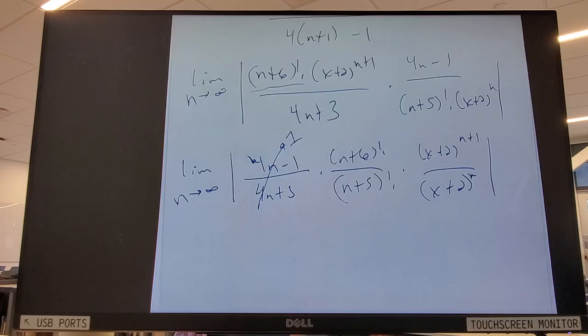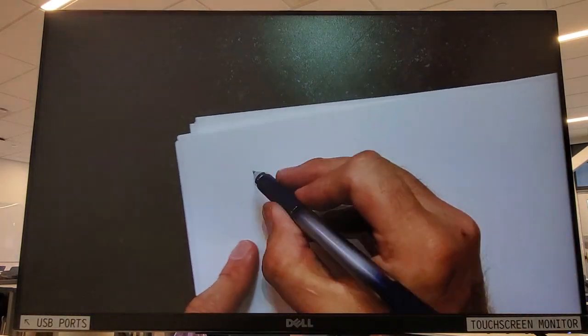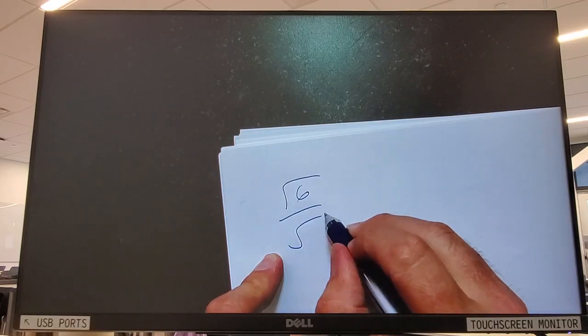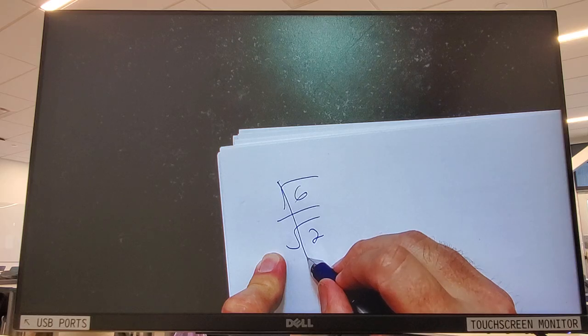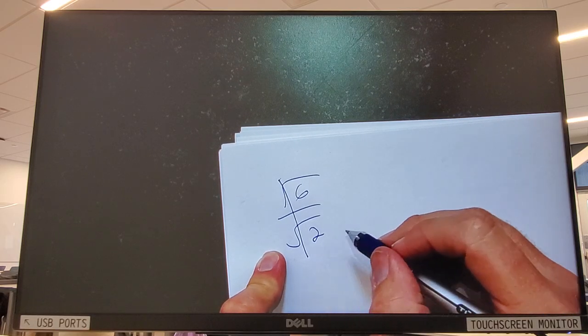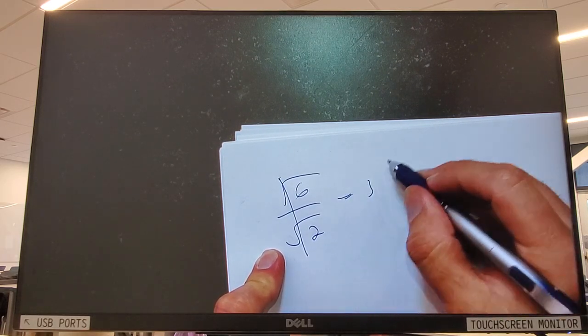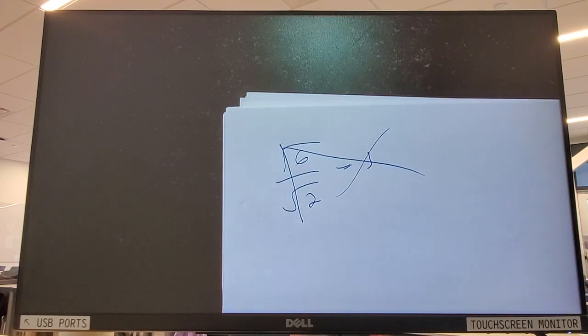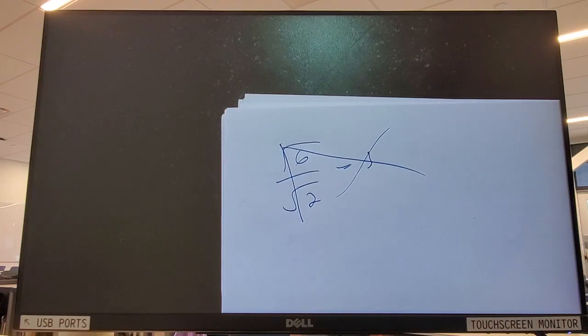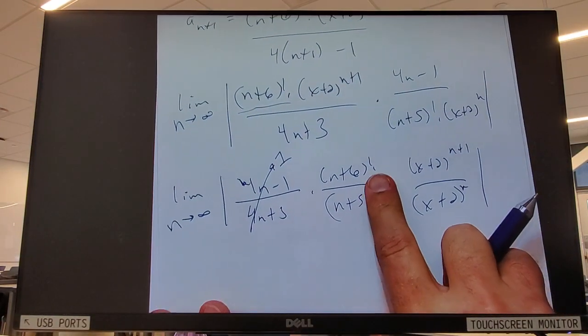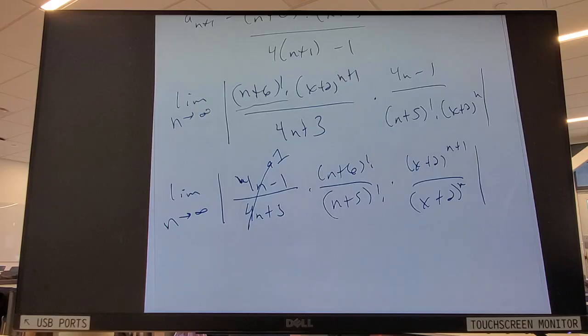What happens here? Can I just cancel the exclamation marks? Hell no. That is equivalent to somebody saying, oh, the square root of 6 divided by the square root of 2, I'll just cancel the square root symbols. Do you understand? Please tell me you understand this. Okay, good. No! I cannot cancel functions because I'm dividing them. Yes? Okay. So I cannot cancel that exclamation mark.